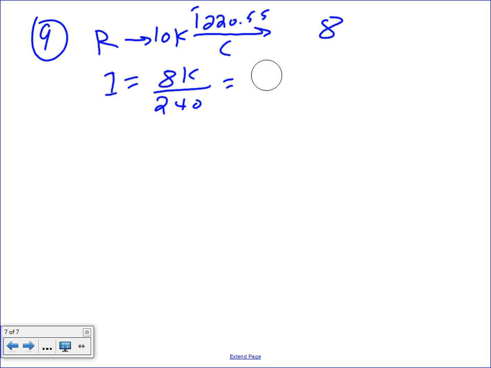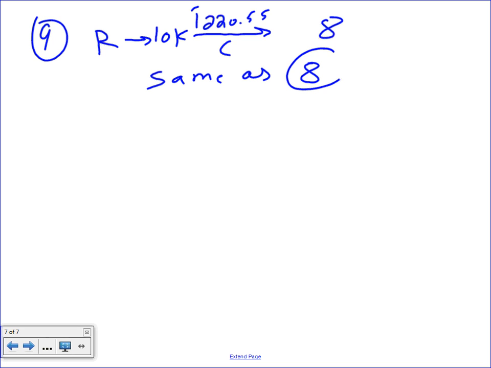Same one as number 8. You know what? Because it'll be identical, we did the same thing, so I'm going to say same as 8. Okay. 10 will be the same thing. 12K. You got it. Same as number 8. All right, let's do 10.